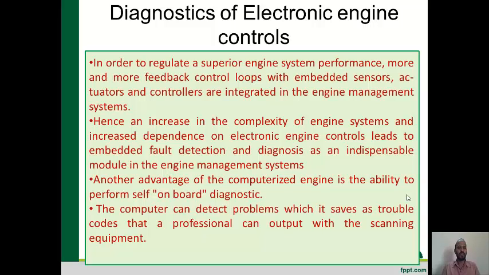But nowadays, if there is any problem in an engine or any ECU-related problem, it has to be diagnosed with the help of a proper diagnostic tool. For that, each and every ECU has a separate diagnostic module.